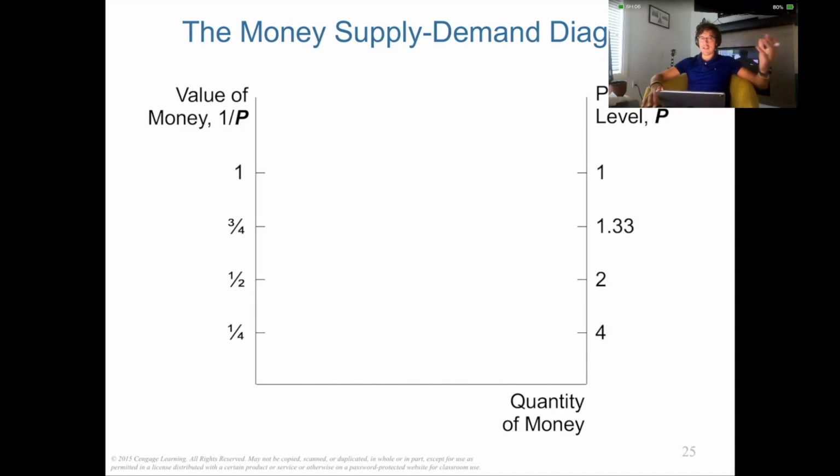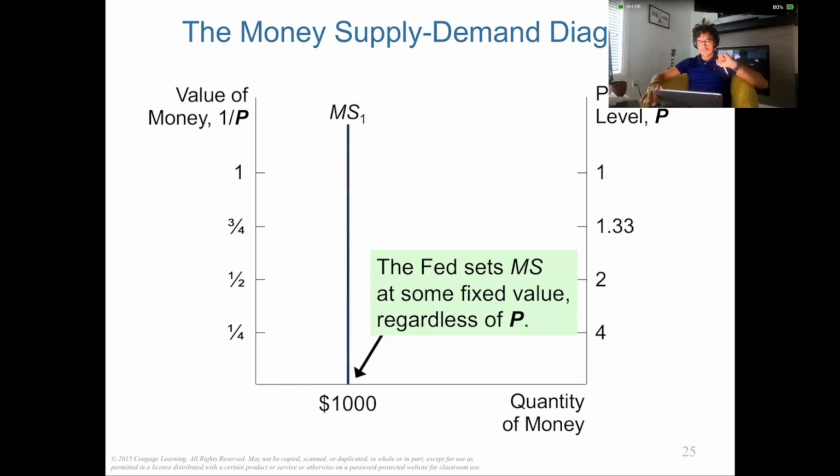Now let us draw the money supply and the money demand in this graph. So the Fed sets the money supply as some fixed value regardless of the price. You can think about this one as $1 trillion, the money supply that is set by the Fed. And please look at chapter 16 if you are curious to know how the Federal Reserve sets this number.